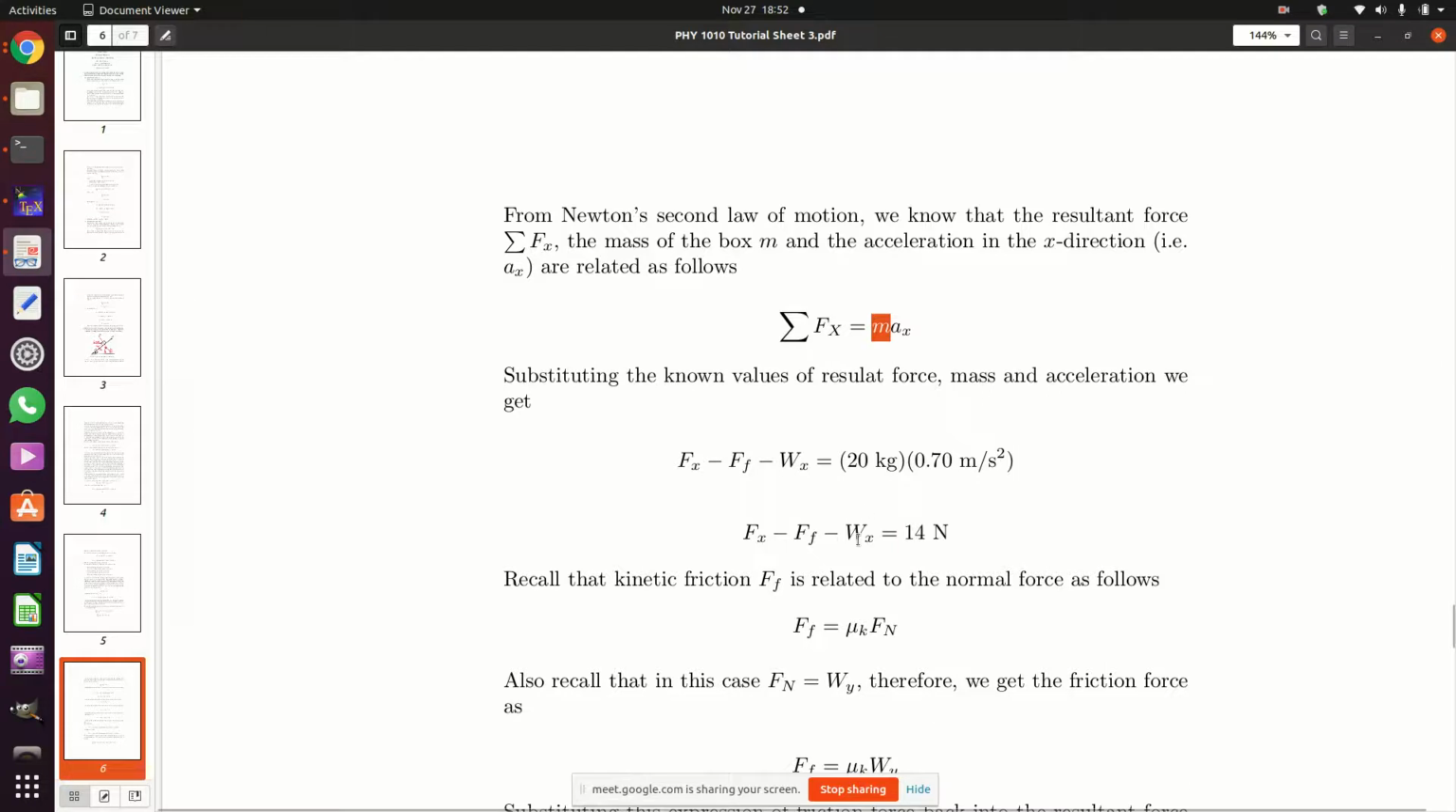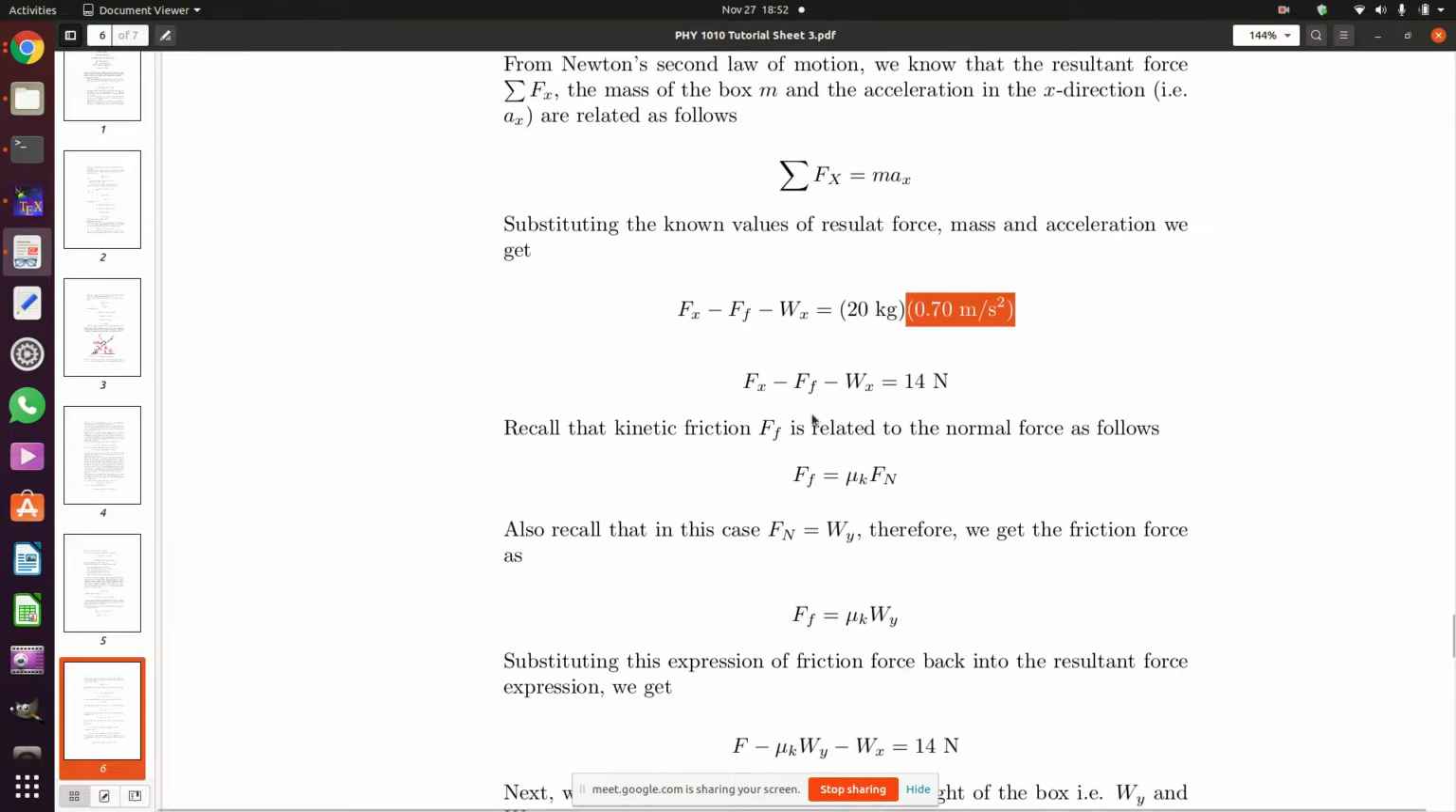This is the mass, 20 kgs. The other one is the acceleration in the x direction, that we have already been given. Since the box is going to be moving, the kind of friction it has is kinetic friction. So the friction force is going to be the coefficient of kinetic friction times the normal force. Remember that we have also found out what the normal force is already.